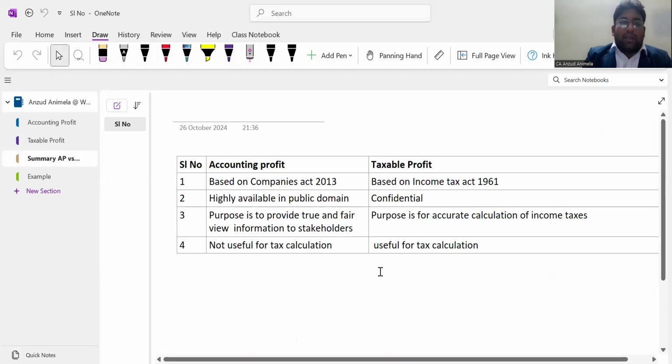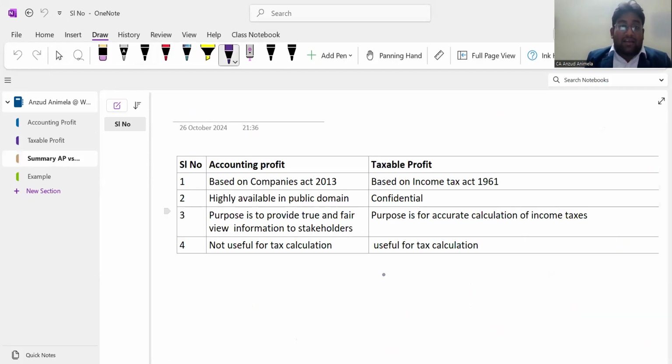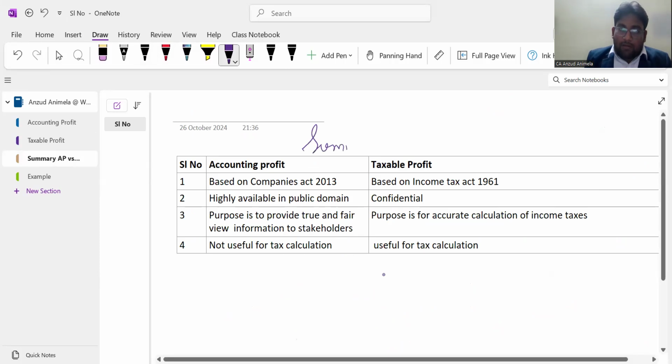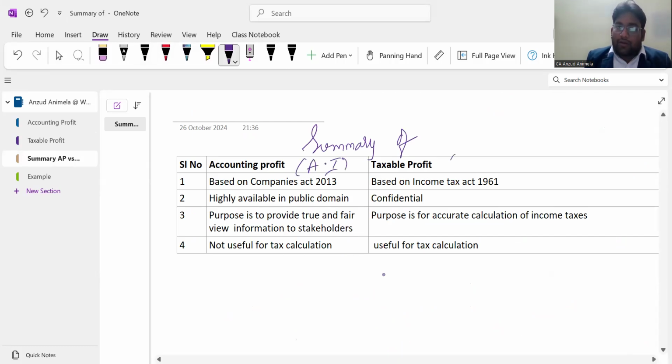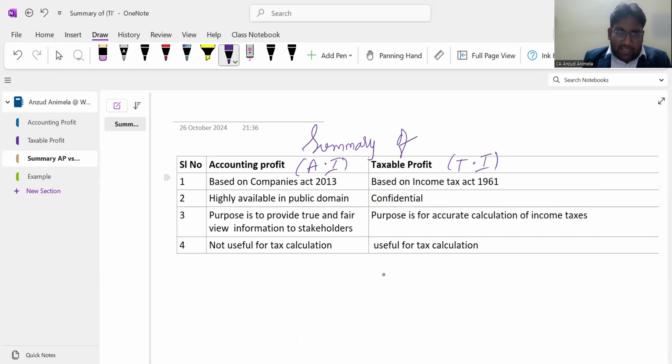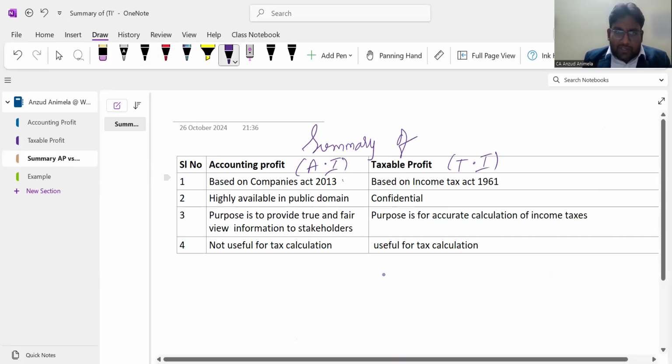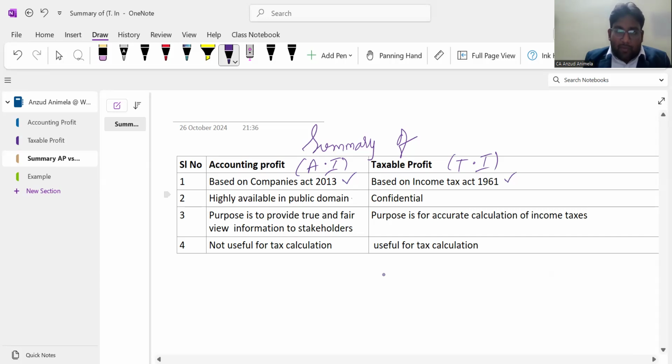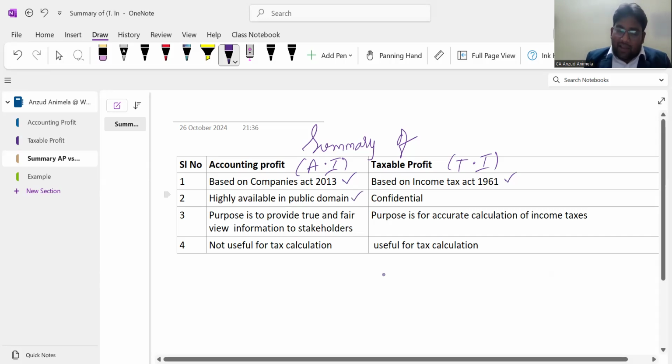Now, let us finally understand the overall summary of accounting income and taxable income. Accounting profit is based on the Companies Act, taxable profit is based on the Income Tax Act. Accounting profit is highly available in the public domain.